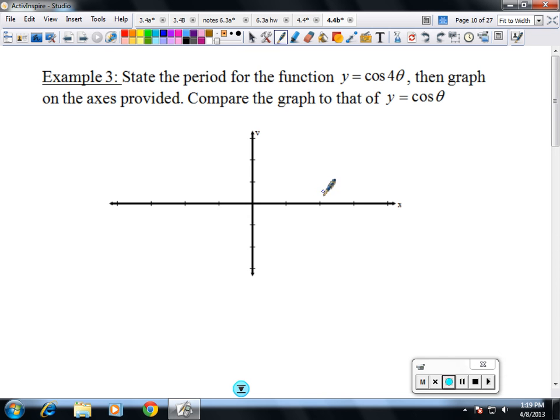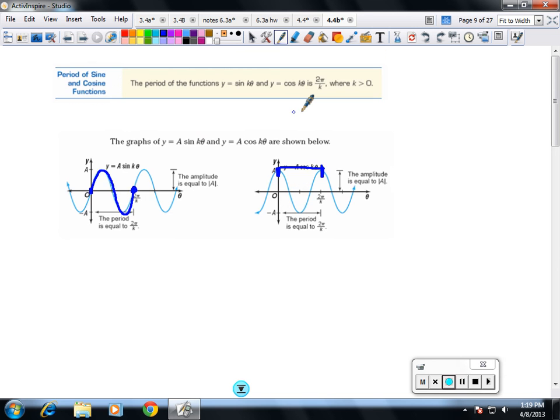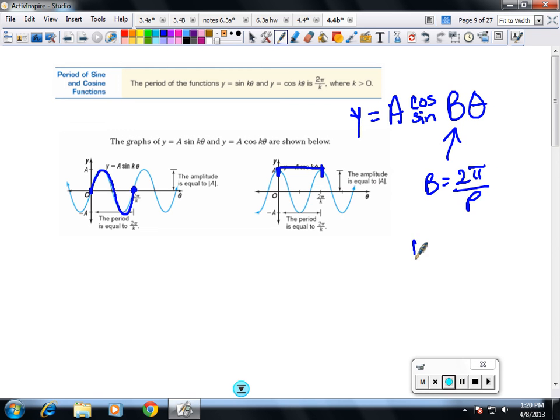And what the period does, it takes 4 tick marks to get back to where it started. So, let me go here. If it's y equals, so far, a, either cosine or sine, of b theta. B is defined as 2 pi divided by the period, or you could say the period is 2 pi divided by b, because the actual equation is bp equals 2 pi. It doesn't matter what you divide by, you're going to get the same equation.